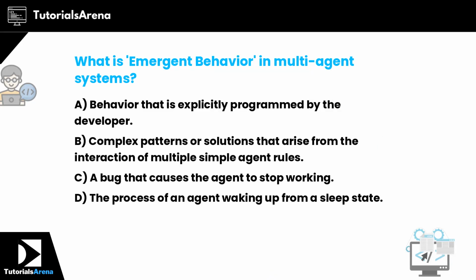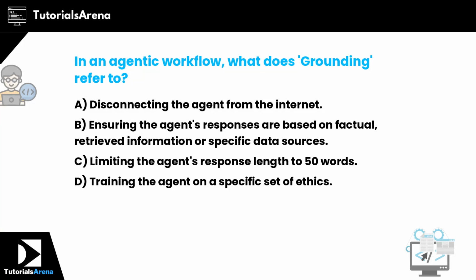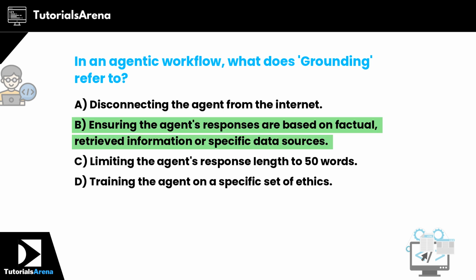What is emergent behavior in multi-agent systems? The correct answer is option B, complex patterns or solutions that arise from the interaction of multiple simple agent rules. In an agentic workflow, what does grounding refer to? The correct answer is option B, ensuring the agent's responses are based on factual, retrieved information or specific data sources.